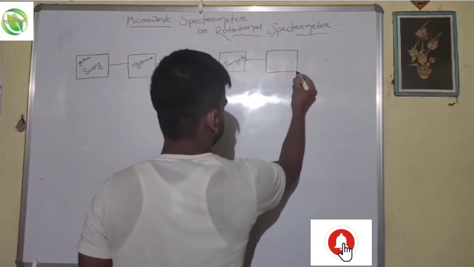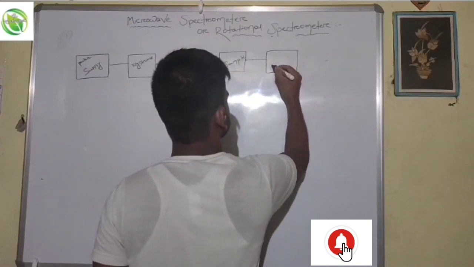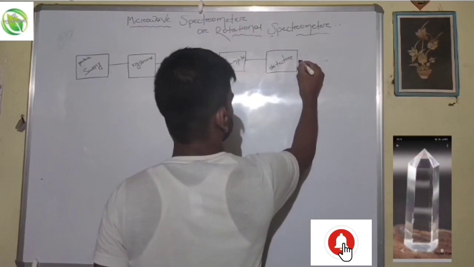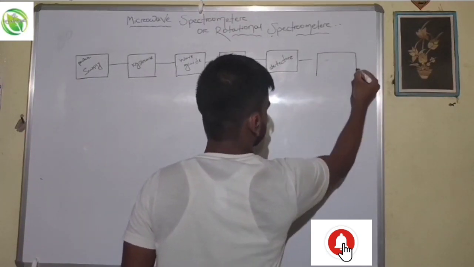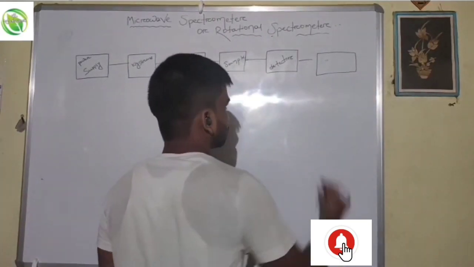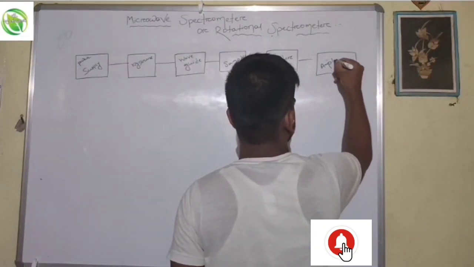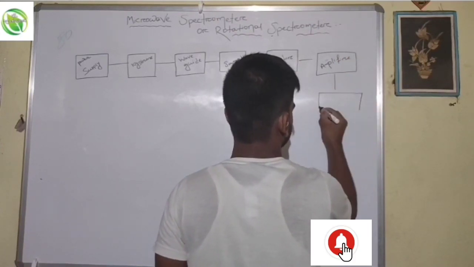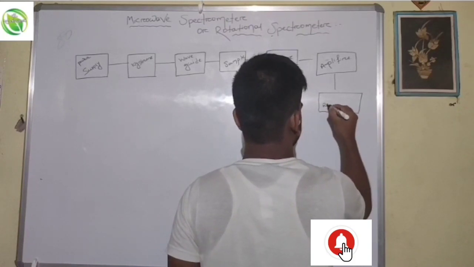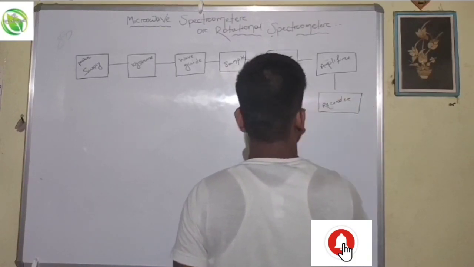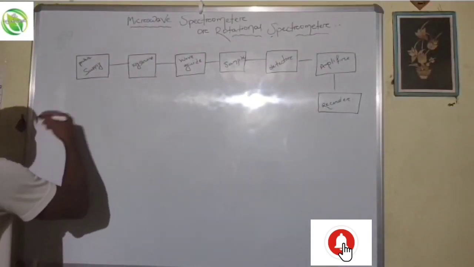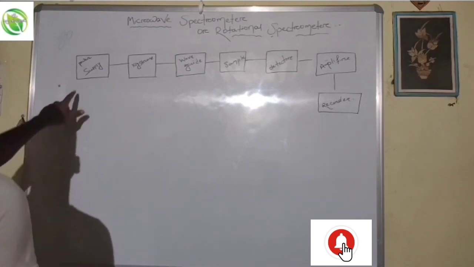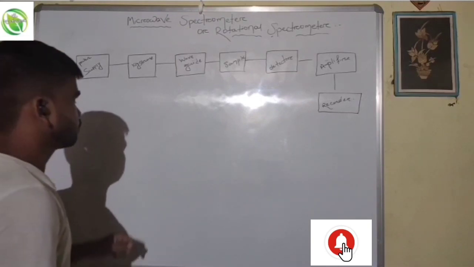Then we'll take a detector, then an amplifier. Finally, we record with a recorder. So we arrange all these components in this manner.